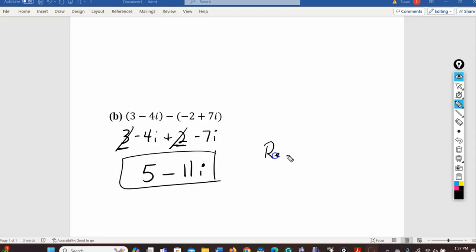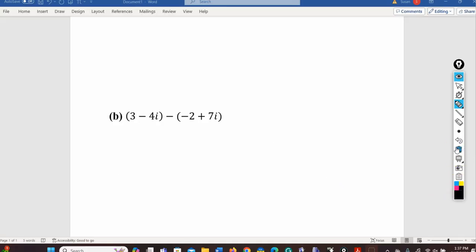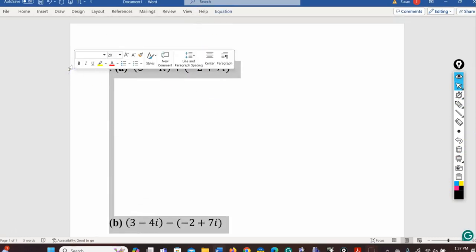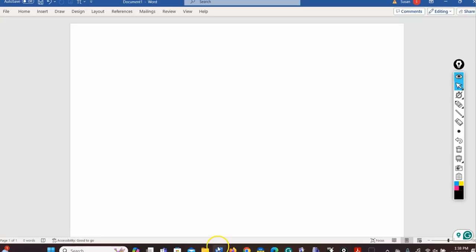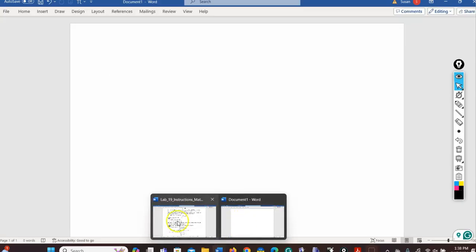The real part is 5, and the imaginary part is negative 11, not negative 11i. Okay. So that's how we would add or subtract complex numbers. Let's go back to what we have next.